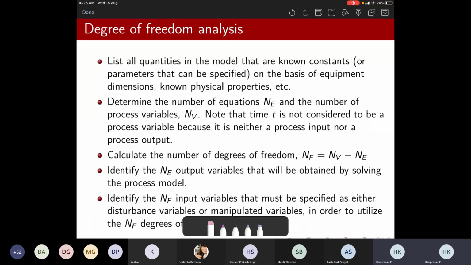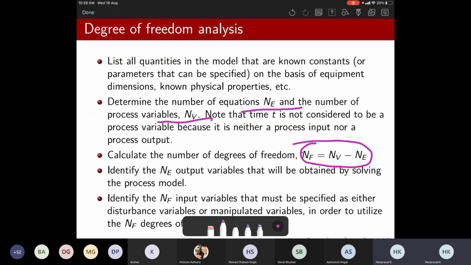Once we have the model, what we really need to know is the degree of freedom. So why do we need the degree of freedom? The degree of freedom essentially means what? Let's say we have any number of equations and nv number of process variables. The degree of freedom is basically the difference between both. So what does that mean?